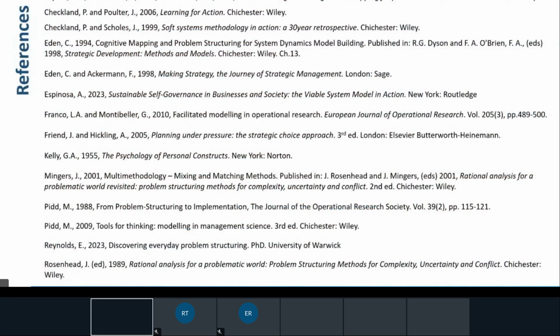The fourth of those big PSMs that I talked about was developed by Friend and Hickling. So again, it's an older text, but the Friend and Hickling Planning Under Pressure book would tell you all about that one.